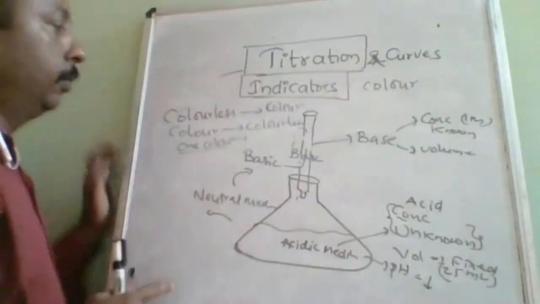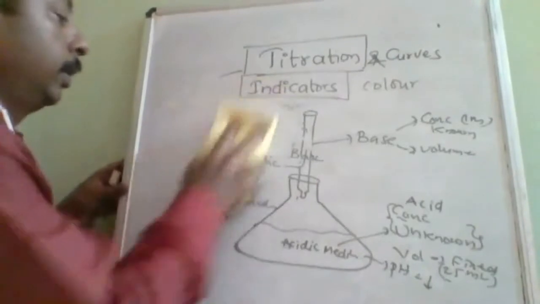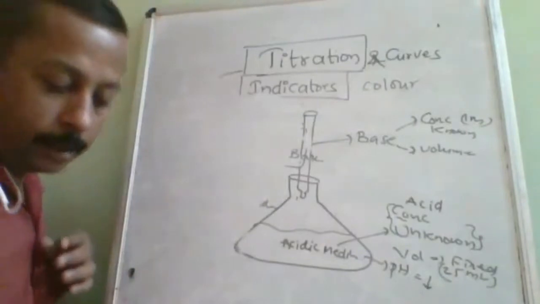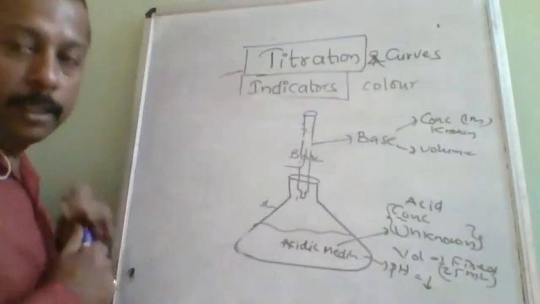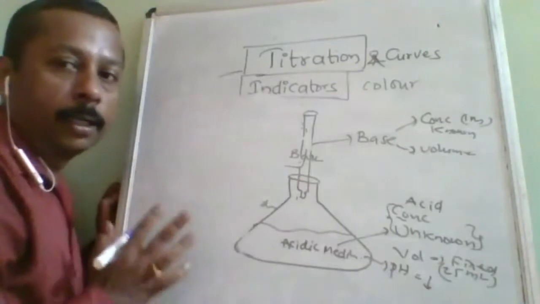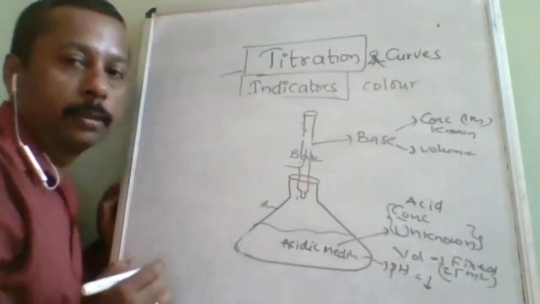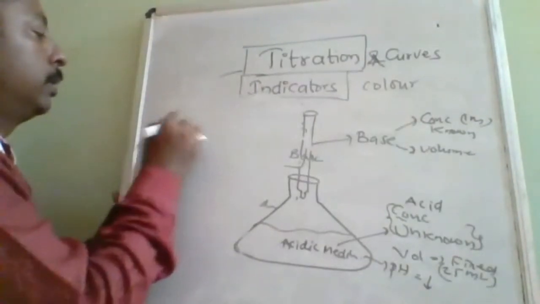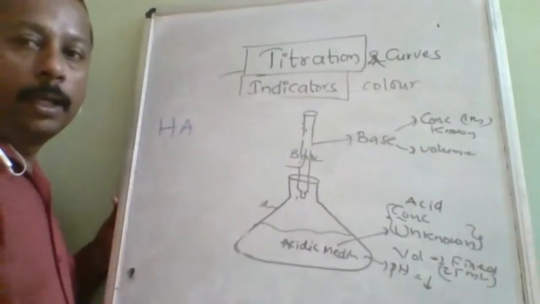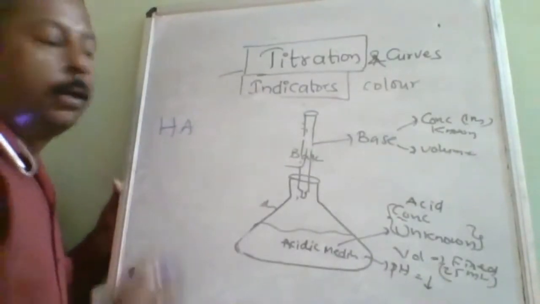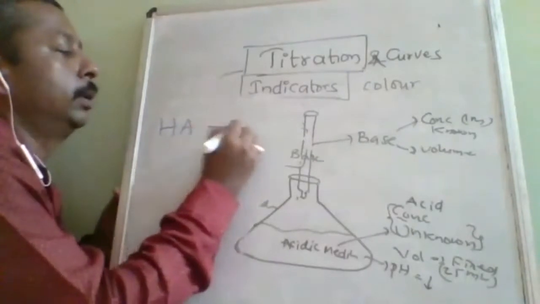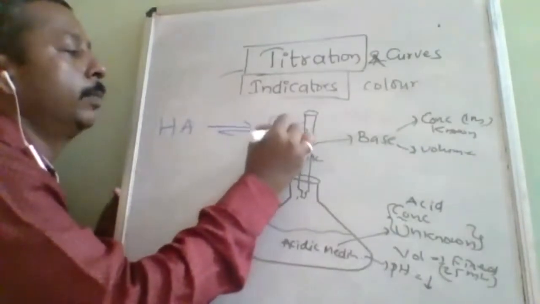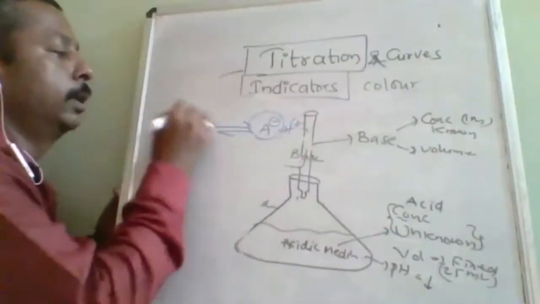Suppose we have an indicator. Indicators are not any new substances. They are only either weak acids or weak bases. But what is the speciality in them? They have two colors, either colorless to color, or color to colorless. By the change in medium, they change their color. Understood? Suppose HA is a weak acid, and it also possesses two colors. It can be converted into A minus and H plus. So its color and this color should be different.